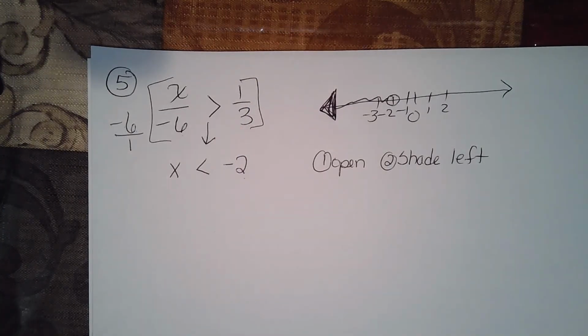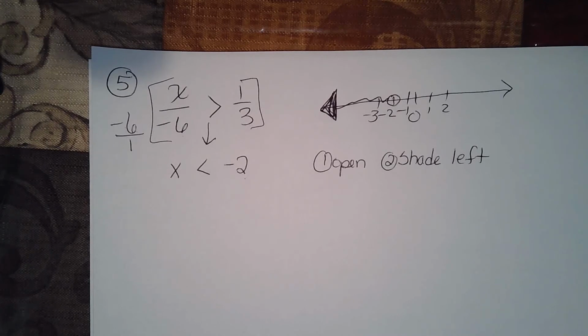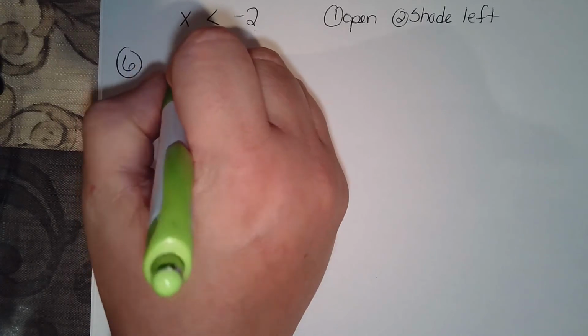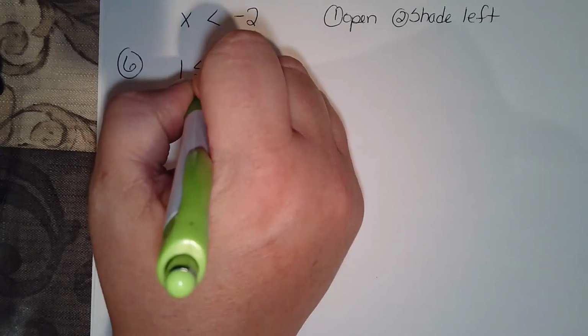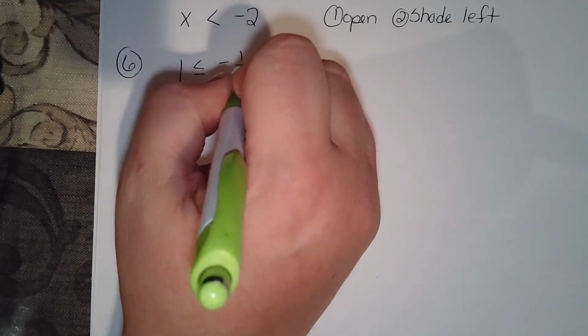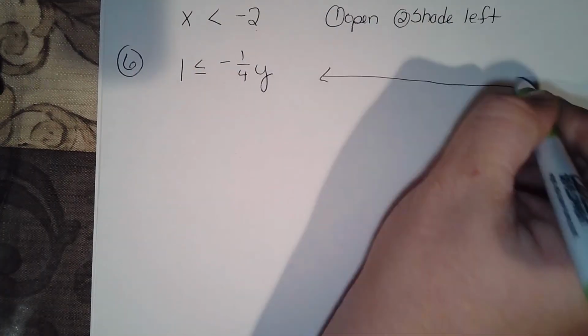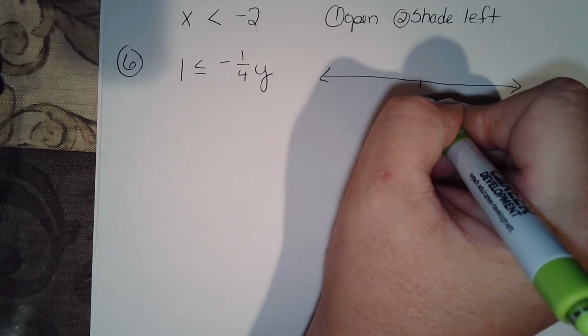Now, let's look at the next problems. They're going to be a combination of dividing and multiplying by negatives. They're going to be a combination of clearing fractions. So 6, 7, and 8, I want you to do 6, and we'll check it. And 6 is 1 is less than or equal to -1/4 y. Remember to ask yourself your two questions so you don't forget to do it.